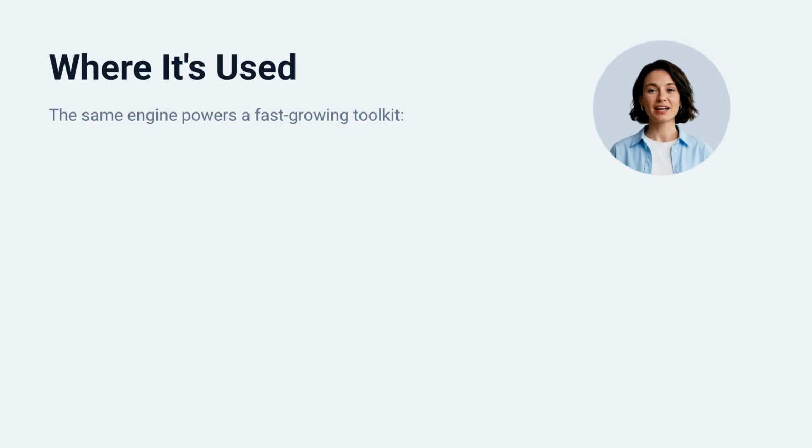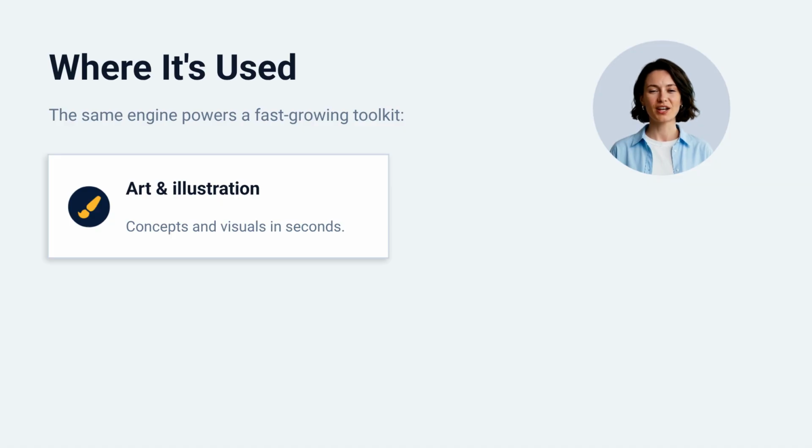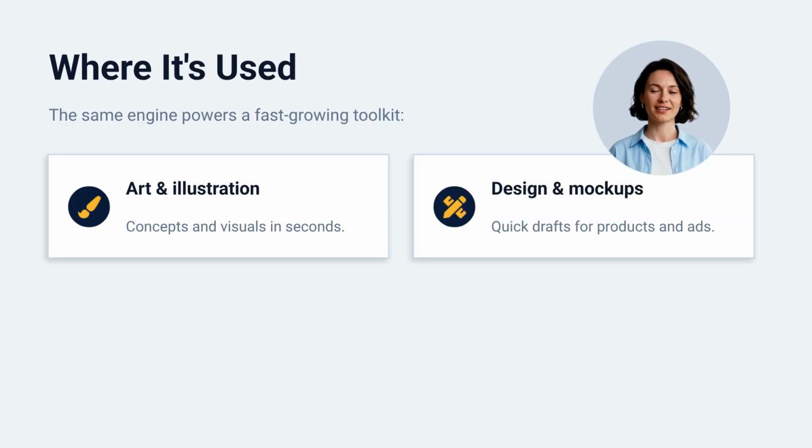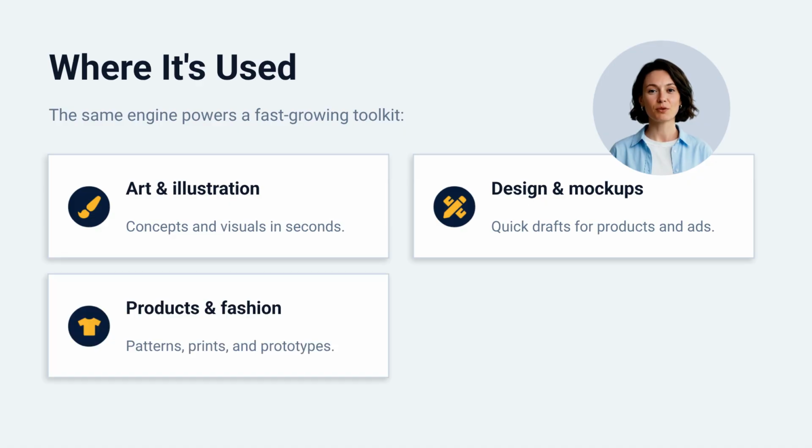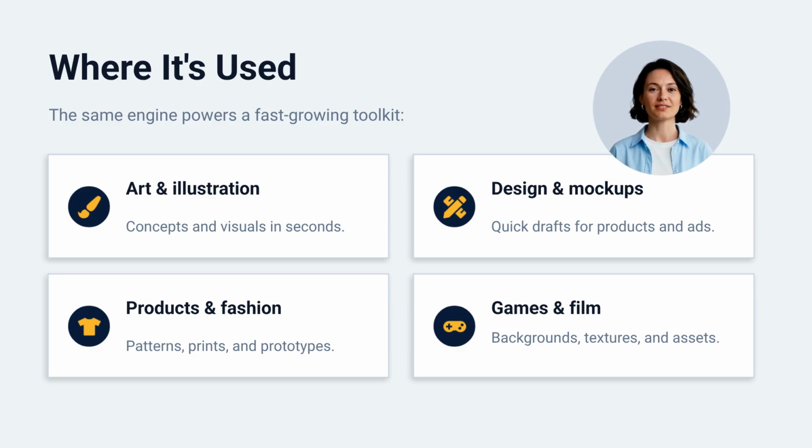Once you understand how the image diffusion engine works, the applications and where it is used start to make a lot of sense, and how this same engine also powers a fast-growing toolkit. The same diffusion process powers art and illustration, generating concepts in seconds. It drives design and quick mock-ups for products and ads. It's used in fashion for patterns and prototypes. And it's also used across games and film for backgrounds, textures, and assets. One underlying idea has opened up an enormous and fast-growing range of creative tools.